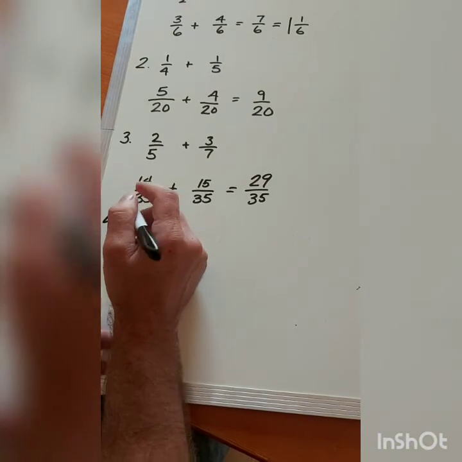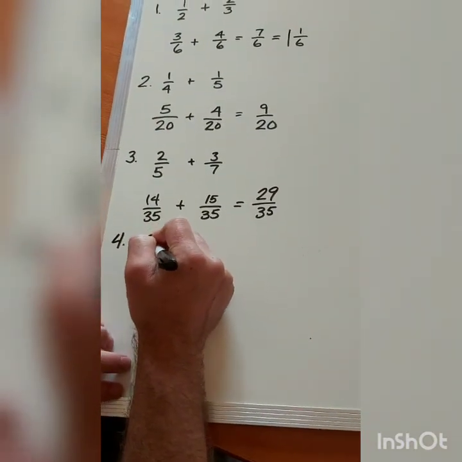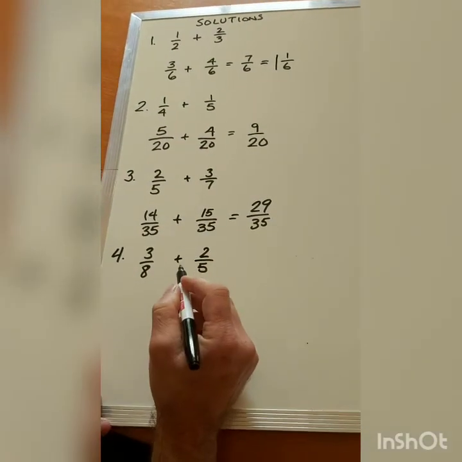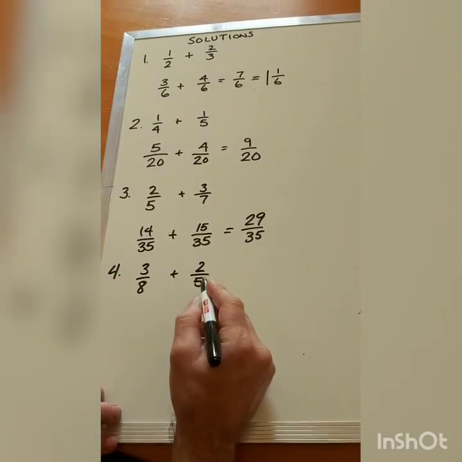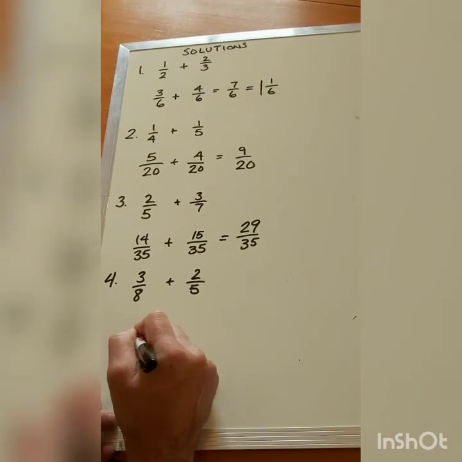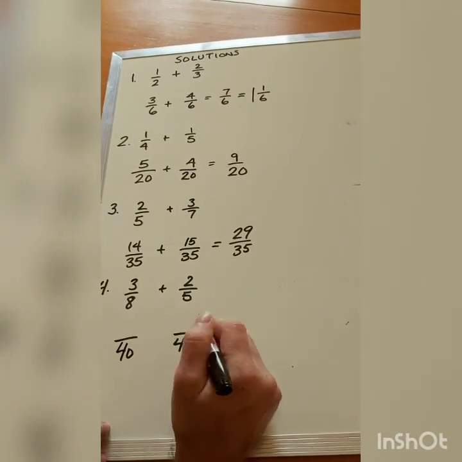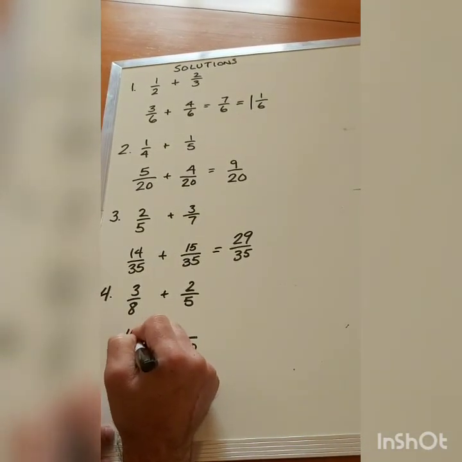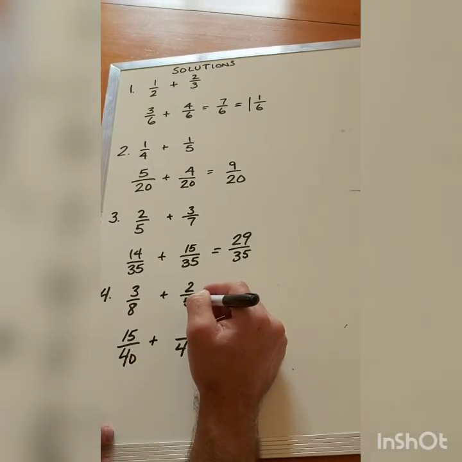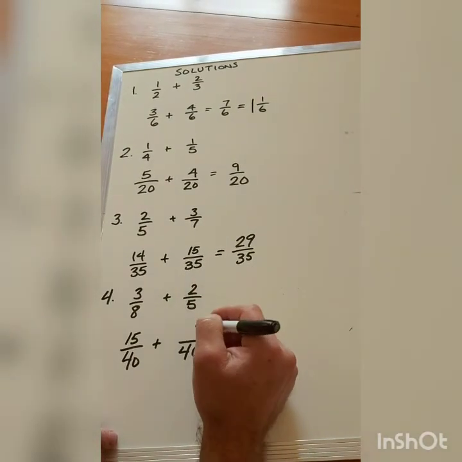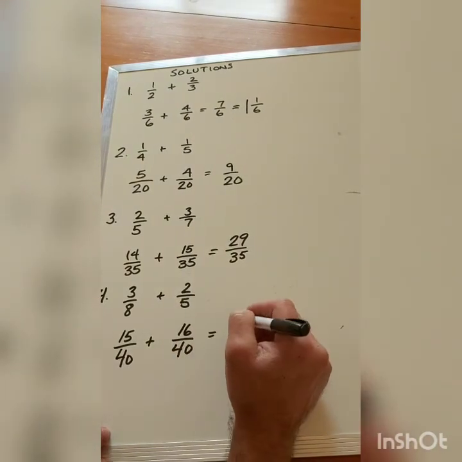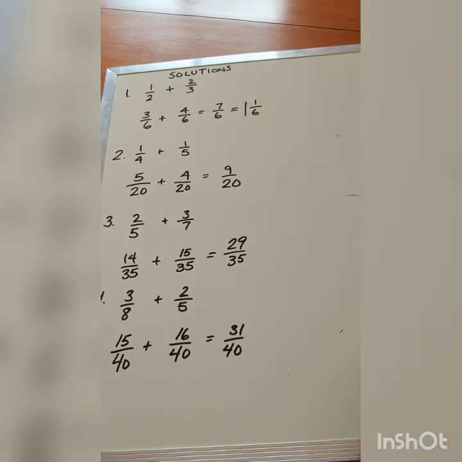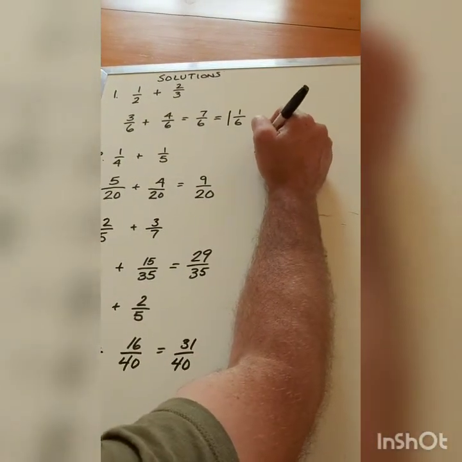Question 4, 3/8 plus 2/5. In this case, my lowest common denominator will be 40. 5 times 8 is 40, so here 3 times 5 is 15. And in this fraction, 5 times 8 is 40, so 2 times 8 is 16. I add the two together, I get 31 out of 40. And finally, I'll do question 5 here.